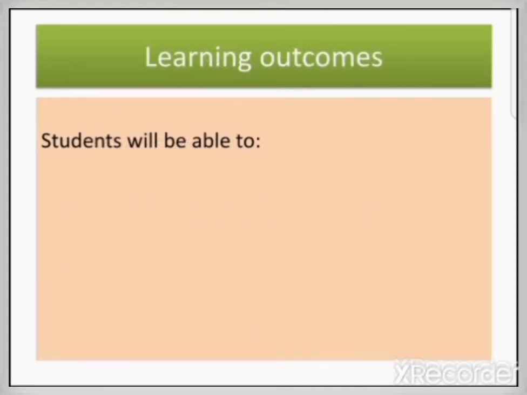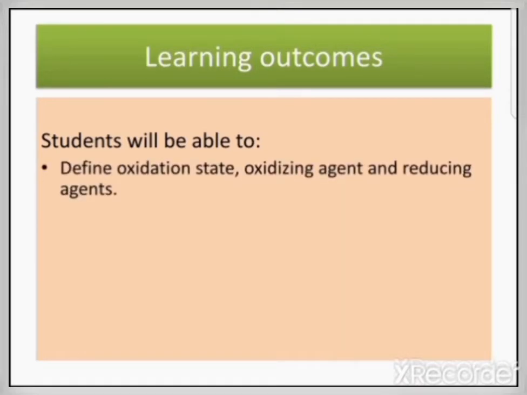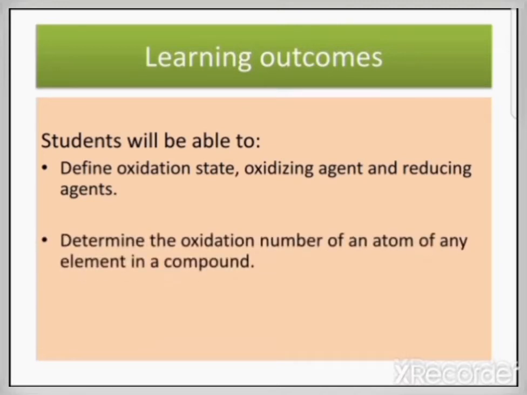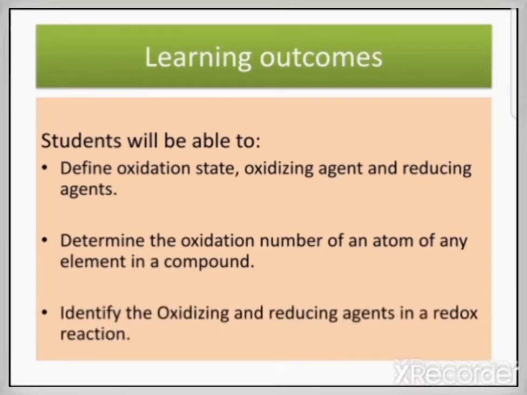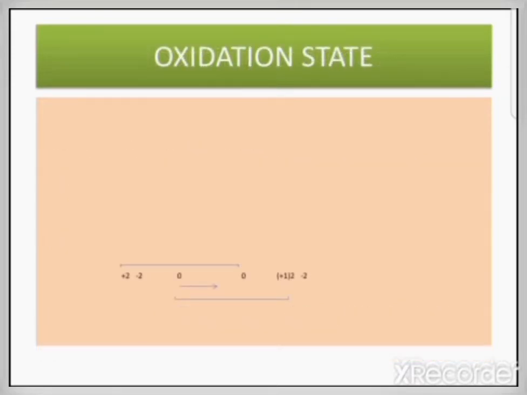After going through today's lesson, students will be able to define oxidation state, oxidizing agent and reducing agent. They can easily determine the oxidation number of an atom of any element in a compound. They can identify the oxidizing and reducing agent in a redox reaction. Now let us start our today's lesson.